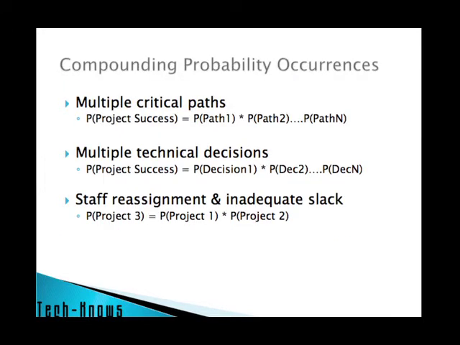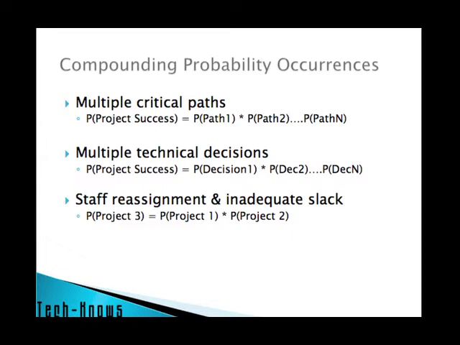So this compounding probability can occur in a few places. Critical path, of course, which I just mentioned. Your probability of your project success is basically the multiplication of your success through any given path, assuming that they're independent variables, and of course they're not. They're usually conditional probabilities, so your actual number will be a little bit different, but the concept holds.